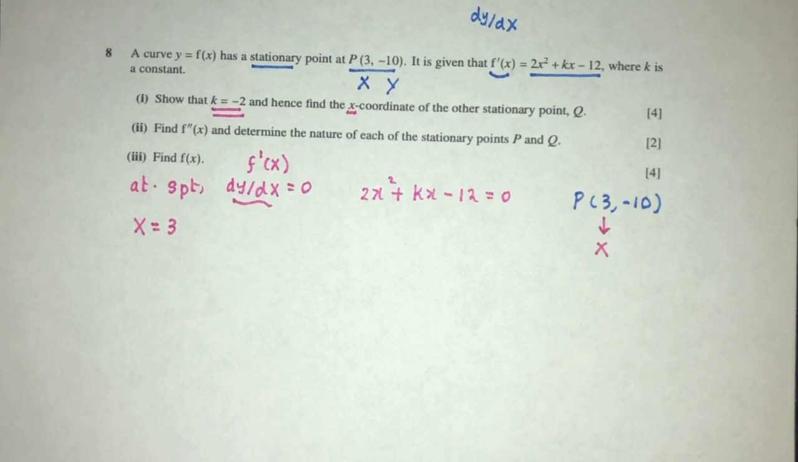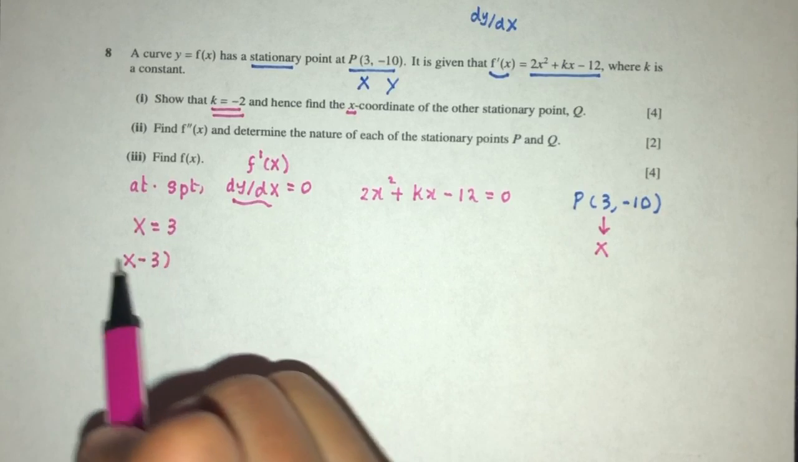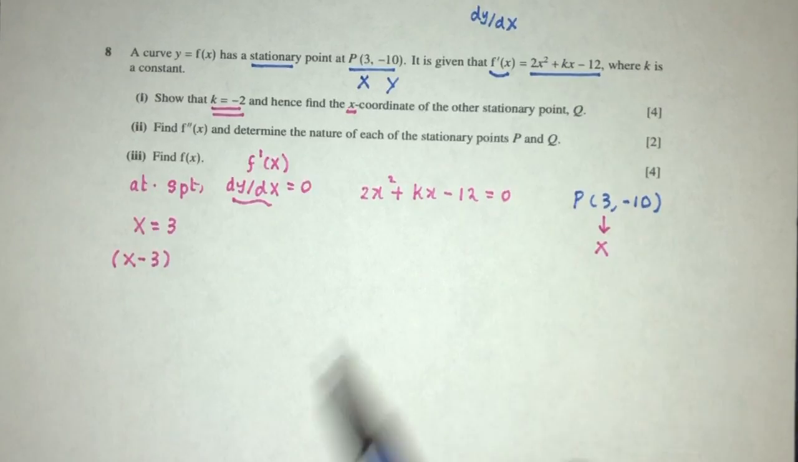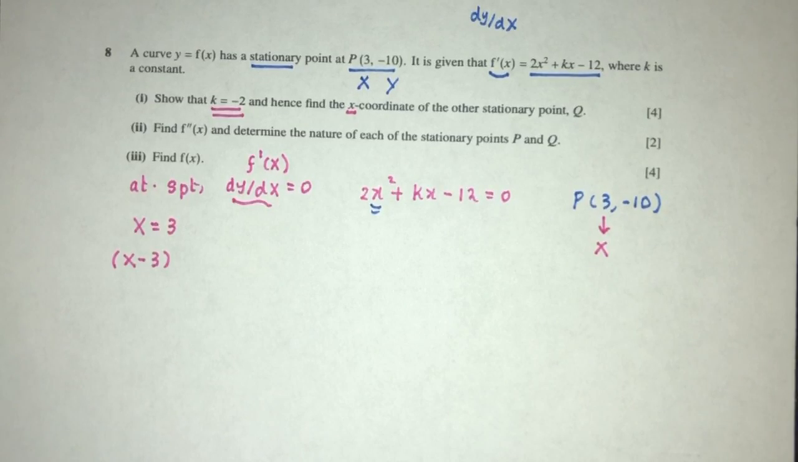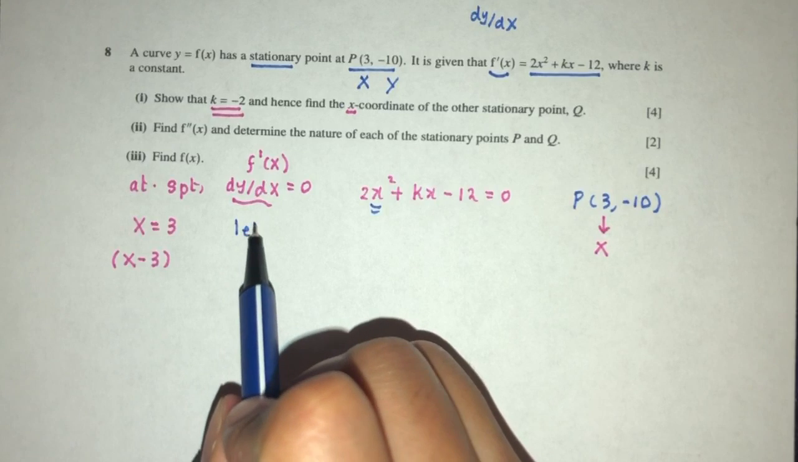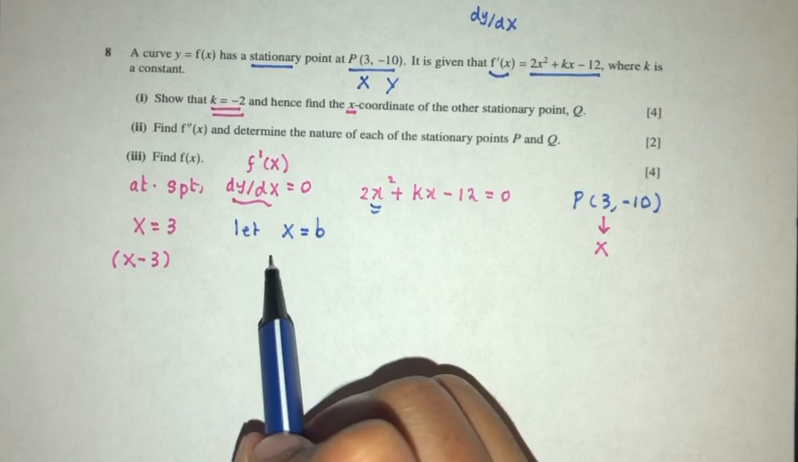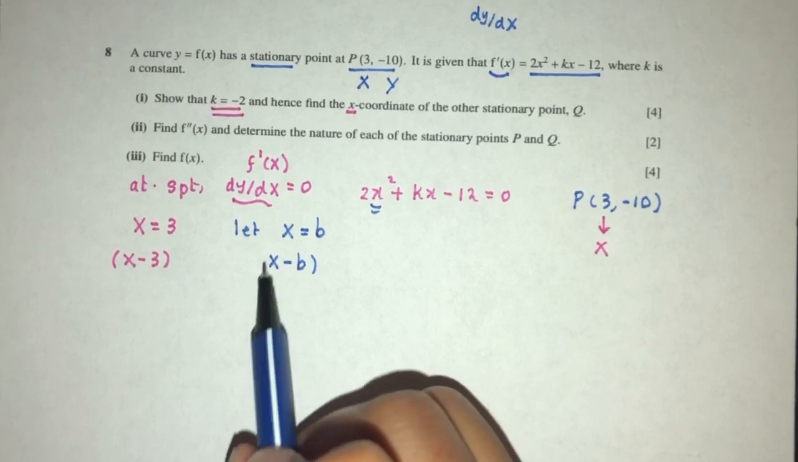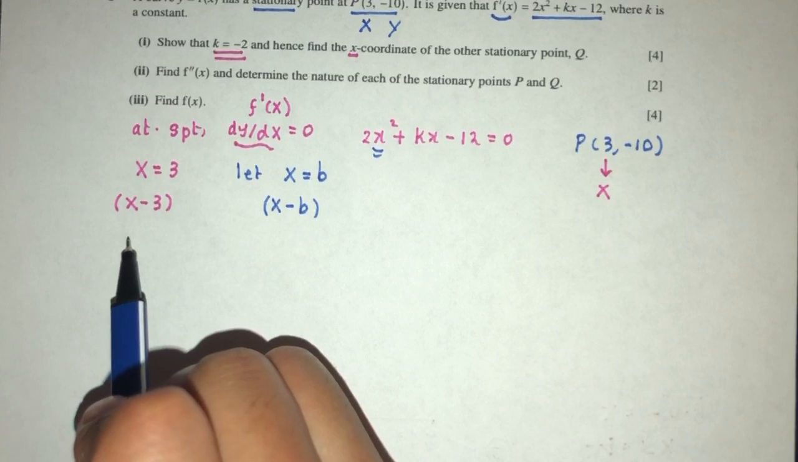Now what is the factor? We have to send this over here. So x minus 3 will be one of the factors. Now given that our equation is x squared, we know that we will have to have two factors or two solutions for x because it is x squared. Now let the other solution be x equal to b, for example, and that will become x minus b will be the other factor. For example, if I expand, so f prime of x will be what?